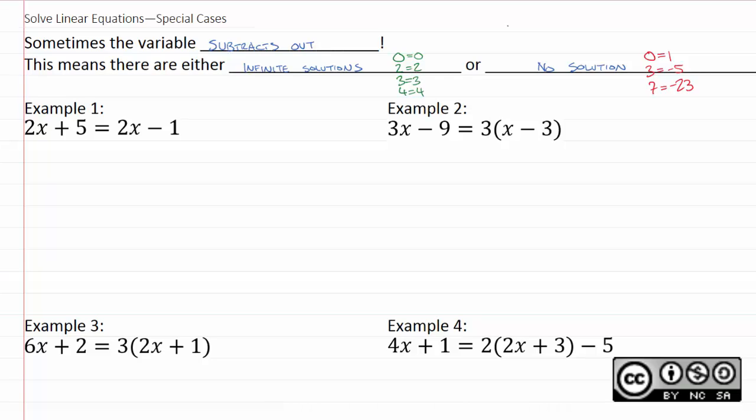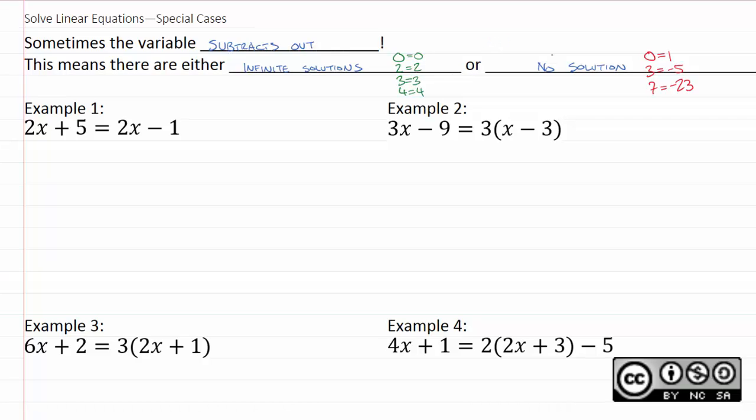Now be careful, if you get x equals 0, that is not either of these. That is not this, and it is not that. X equals 0 is a perfectly okay answer to get. There's nothing wrong with that whatsoever. It's when you get two constants that don't equal each other that you are in trouble.